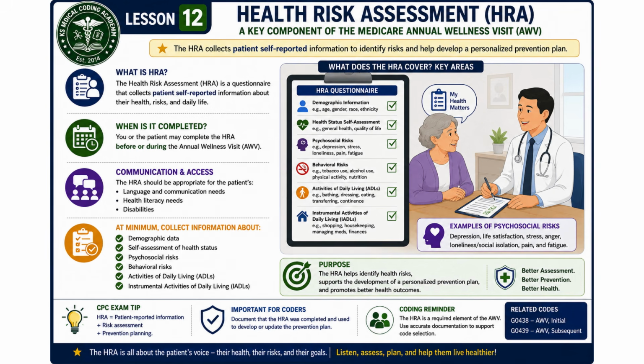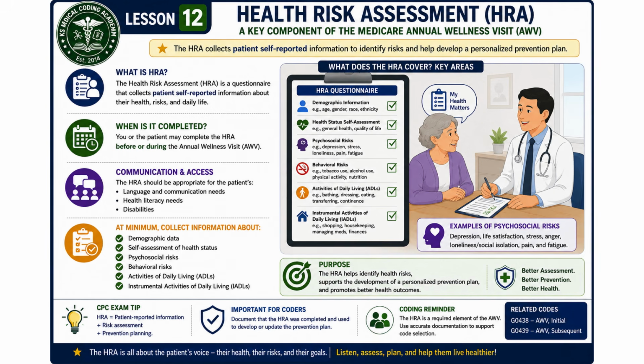Now let's learn about the Health Risk Assessment, or HRA, which is an important component of the Medicare Annual Wellness Visit. The HRA collects patients' self-reported information about the patient's health, risks, and daily life. It helps the healthcare provider identify health risks and develop an appropriate personalized prevention plan. The HRA may be completed before or during the annual wellness visit. When completing the assessment, the healthcare team should consider the patient's language and communication needs, health literacy, and any disabilities.